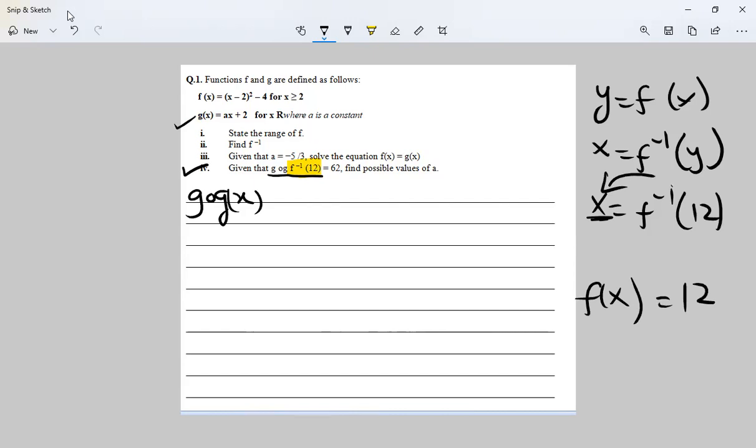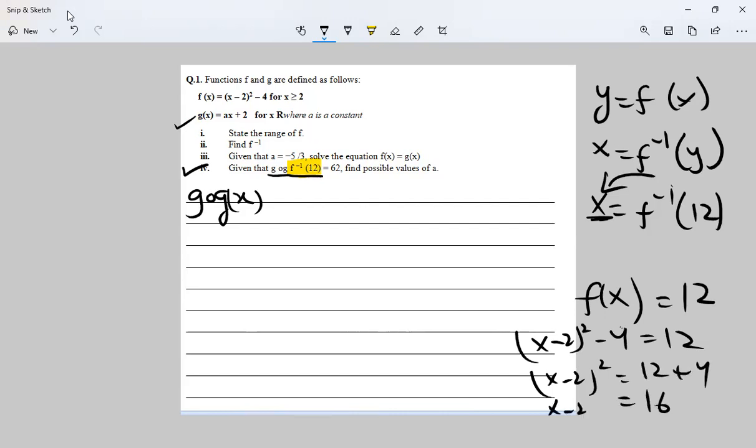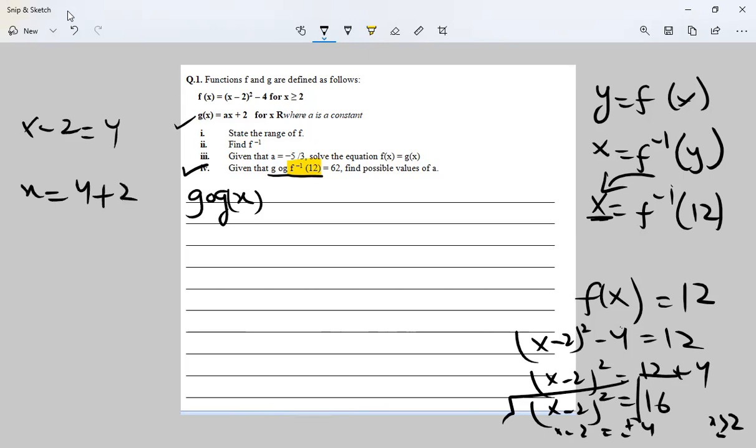And what have we learned here? We have learned f of x value is x minus 2 having power 2 minus 4 is equal to 12. x minus 2 having power 2 is equal to 12 plus 4, which is 16. Taking root on both sides. Why am I doing this? To get the value of x. Plus minus 4. But as you know very well, we will consider only the plus value because x is greater than or equal to 2. So x minus 2 is equal to 4. x is equal to 4 plus 2. And x is equal to 6.